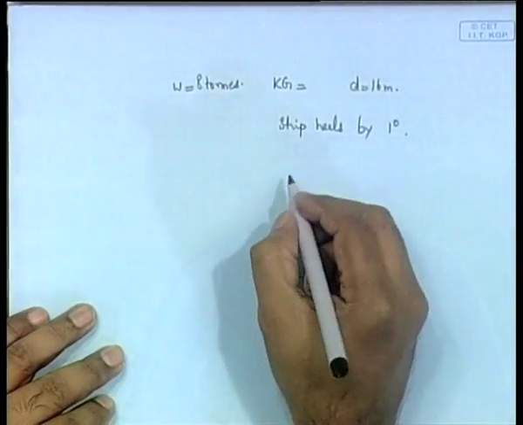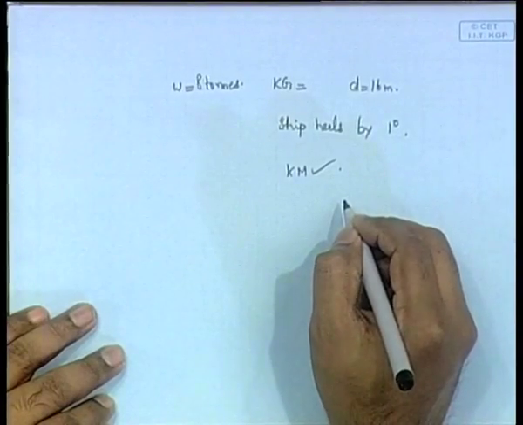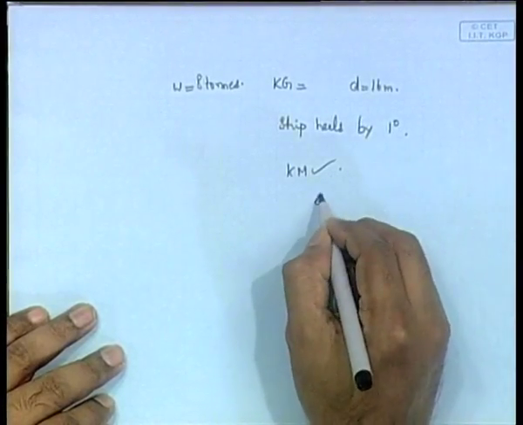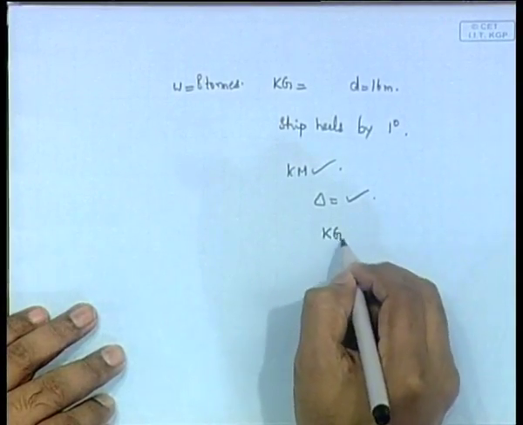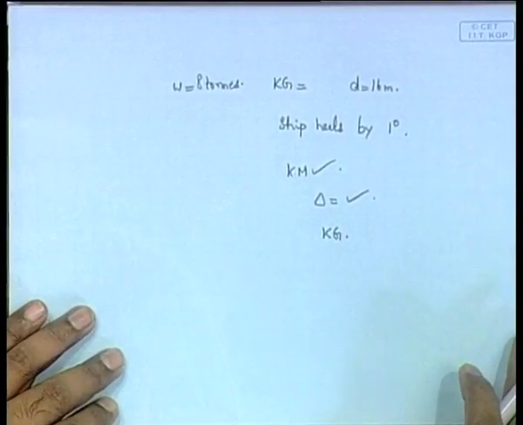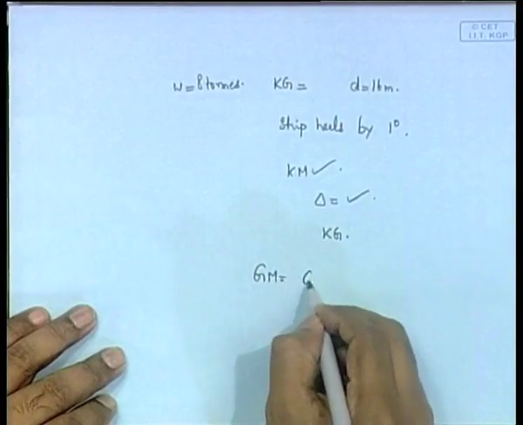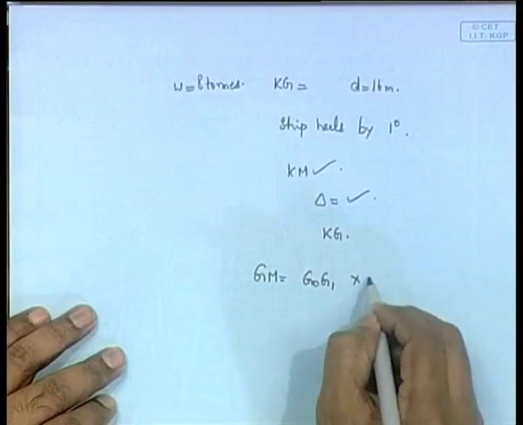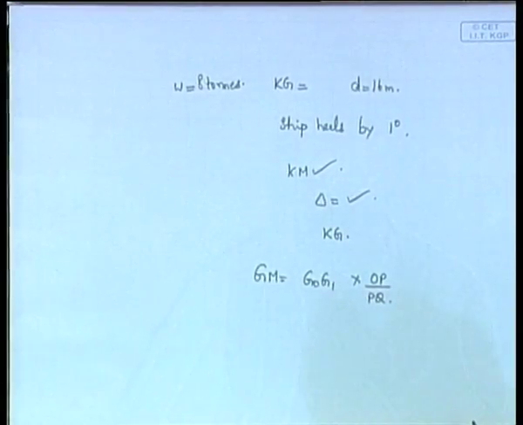Now KM is given, and you are given the total displacement of the ship. Then you are asked to find KG of the vessel. Now how do you find GM? In this case let us use the same formula, G0G1 into OP by PQ. Note one thing, what we have is actually OP by PQ. What is it? It is actually cot phi.